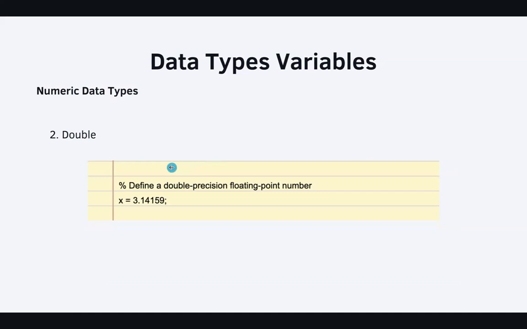Double numeric data types. The double numeric data type is the default numeric data type for double precision floating point numbers. As an example, x is equal to 3.14159, which is equal to pi.